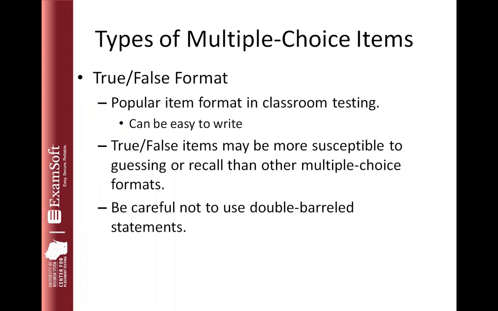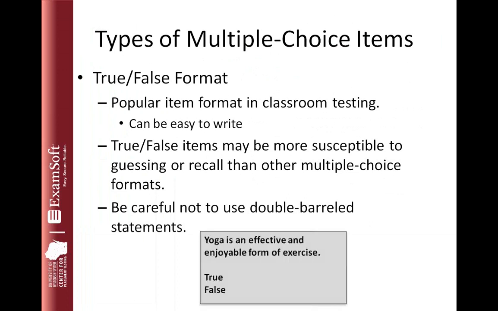We want to be careful not to use double-barreled statements or statements that have 2 meanings. And this is something that we want to watch for in all types of multiple choice items. They just tend to crop up a little bit more with true-false statements. So for example, yoga is an effective and enjoyable form of exercise. True or false? This item is double-barreled because I may think that yoga is effective but not enjoyable, or I may think it's enjoyable but not effective. It's really asking 2 things. So we want to make sure that our items are not trying to measure too much at one time.